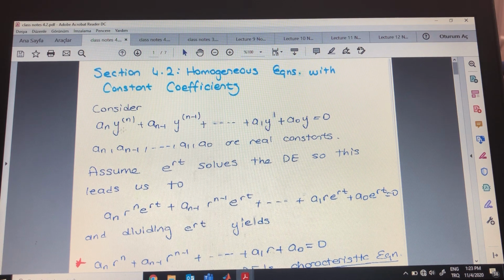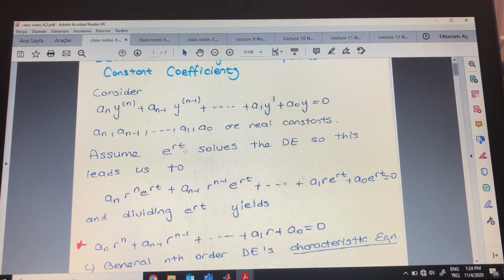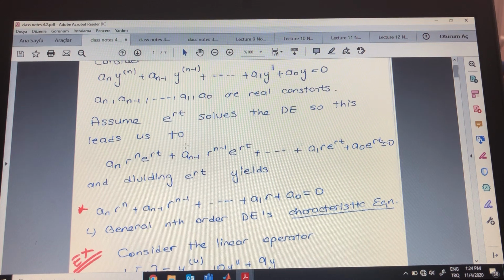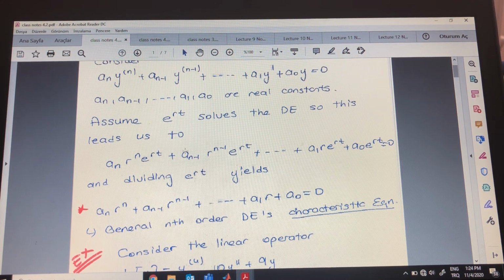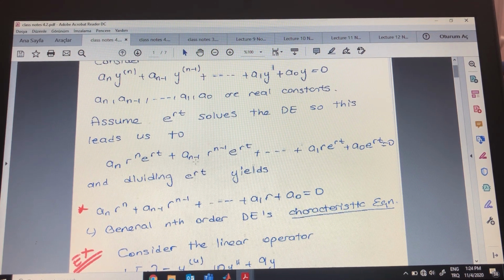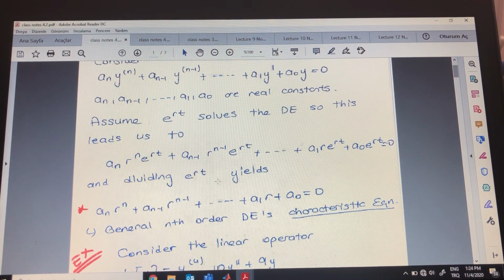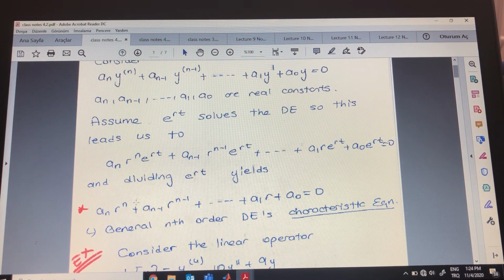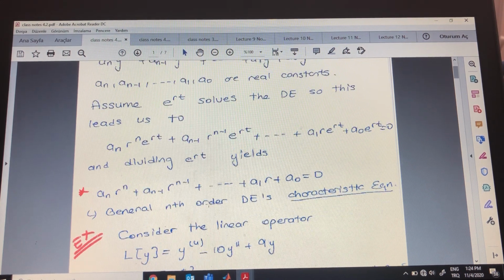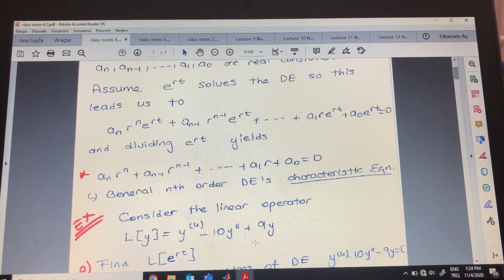As you can see, this is an nth derivative. There are coefficients that are constants. And again, we will be looking for the solutions in an exponential form like that, e to the rt. And once we plug it in here, as you know from the second order differential equations, we were finding the characteristic equation. The same way, we will find a characteristic equation for the nth order differential equation, but this time our characteristic equation will be an nth order polynomial. And we need to find the roots of this nth order polynomial.